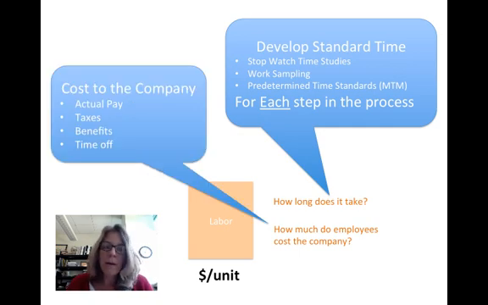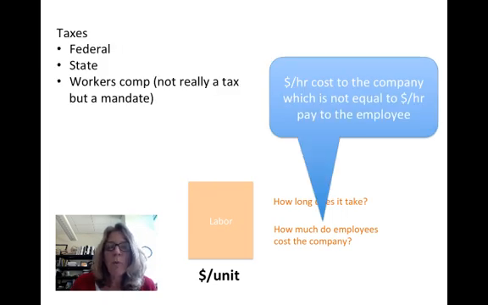And when we consider how much the employees cost the company, we want to include the actual pay the employee makes, like the dollars per hour or $65,000 a year or whatever it is, plus the taxes. The taxes include kind of three parts: federal, state, and workers' comp. And then we want to include benefits and/or time off. If there's anything like that, we want to include it as an increased cost for the company over the actual pay. So let's move on to look at what is happening in these three areas.